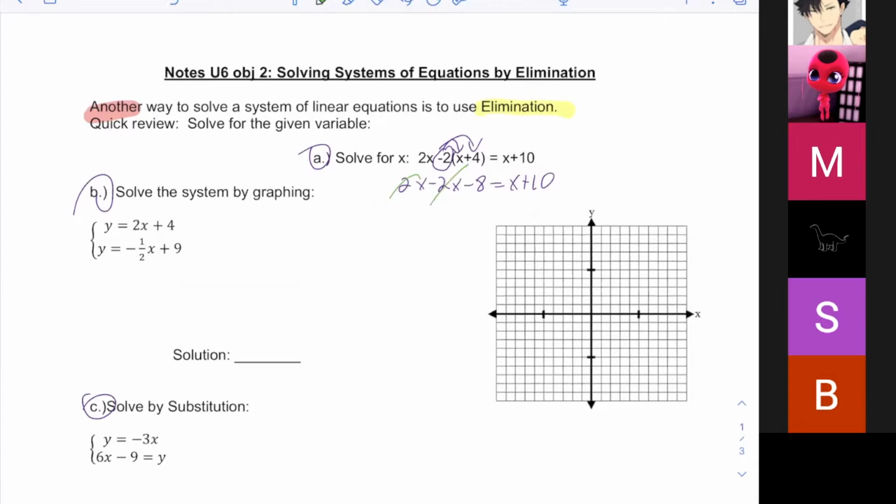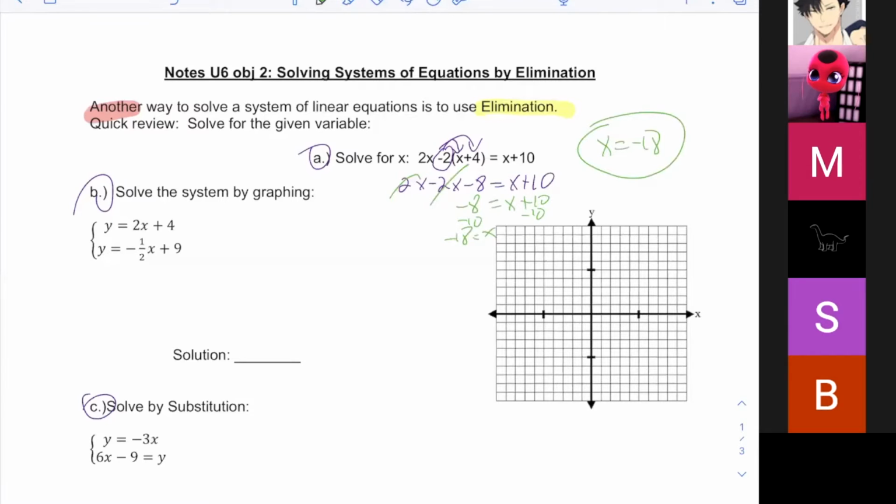So if you have a positive 2x and a negative 2x, they eliminate each other and you're left with just 0. So now our equation is negative 8 is equal to x plus 10. Subtract 10 from both sides. X is equal to negative 18. Okay, how many people got that? Good. So that's the proper term, elimination, right? Which leads into our lesson today. So notice things will eliminate if they're opposites of each other, a 2x and a negative 2x.